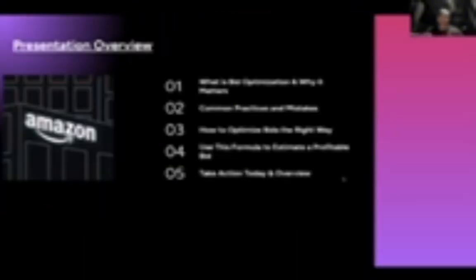So my presentation overview, what we'll be talking about today is what is bid optimization and why it matters, the common practices and mistakes, how to optimize bids the right way. And for the fourth slide, I have a formula for you guys to estimate a profitable bid. And we'll get into that later. And of course, the last slide, take action today, and the overview, key takeaways of this presentation.